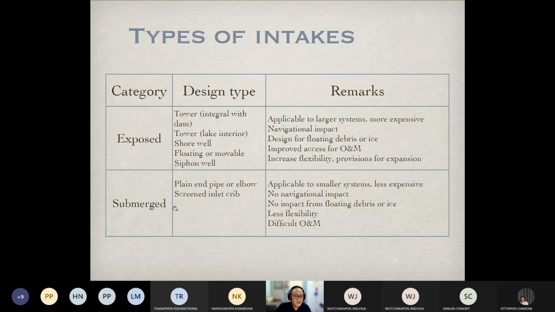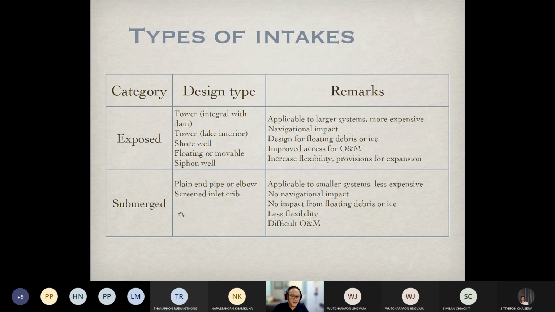Sometimes we also use the submerged intake. Basically, we just install the pipe under the water. So exposed types and submerged types have various considerations. The exposed intake structure could be applicable for larger systems. Submerged is only applicable for smaller systems. For larger systems, we do not recommend using this type of intake.